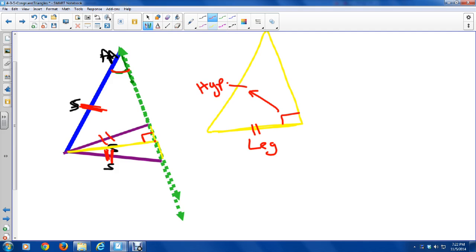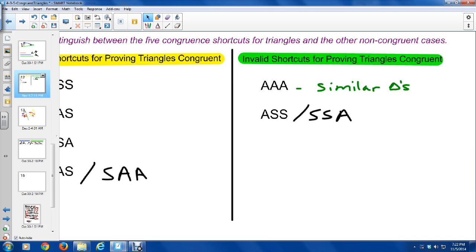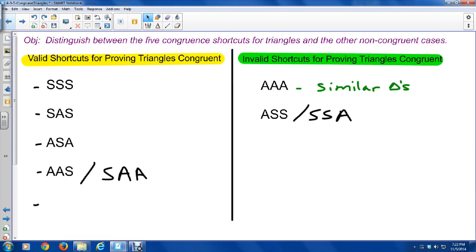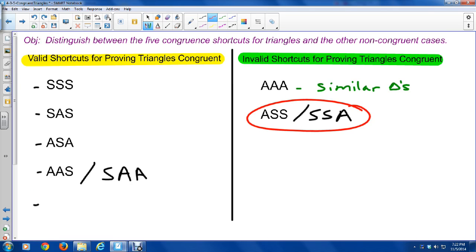Okay, that's the best I can do in terms of a visual. If you can't really follow that, it's something you really just need to memorize, but I want you to understand where this comes from, that exception is my fifth valid congruent triangle shortcut, which I call HL.